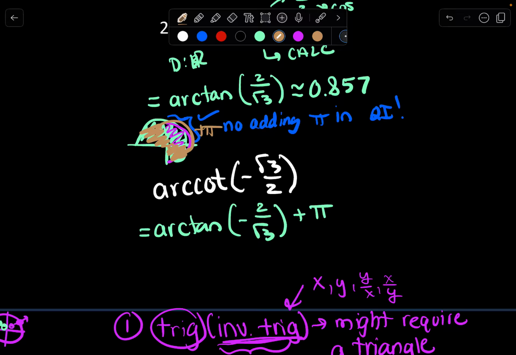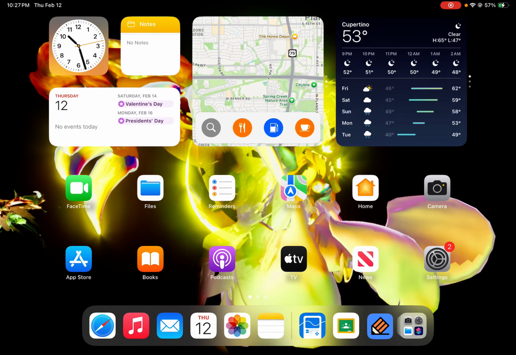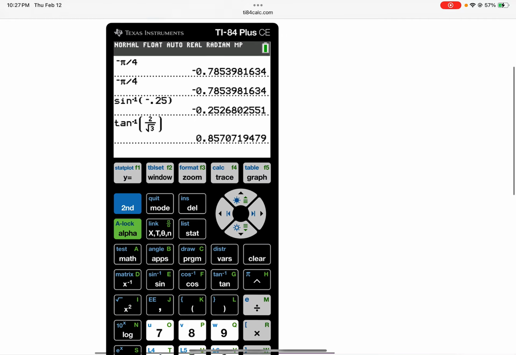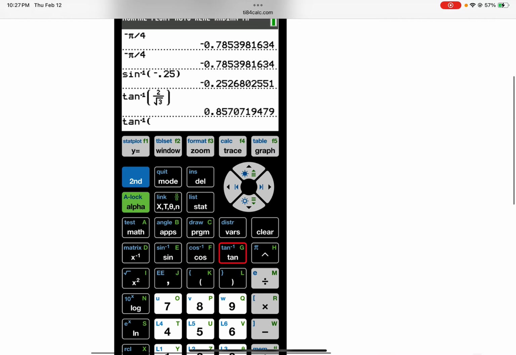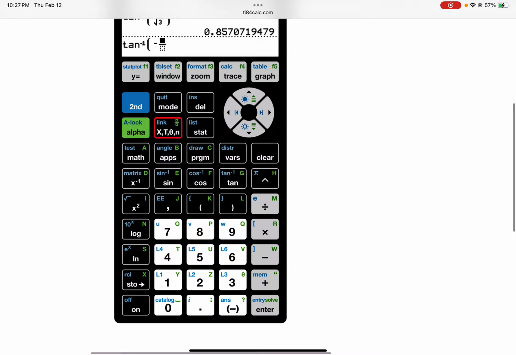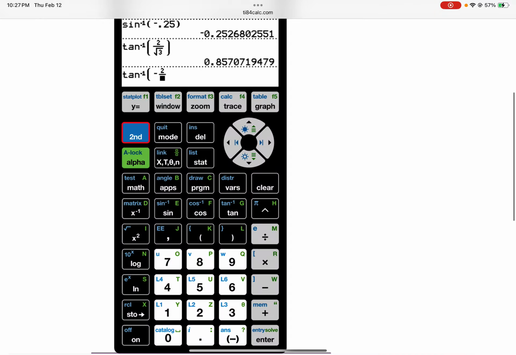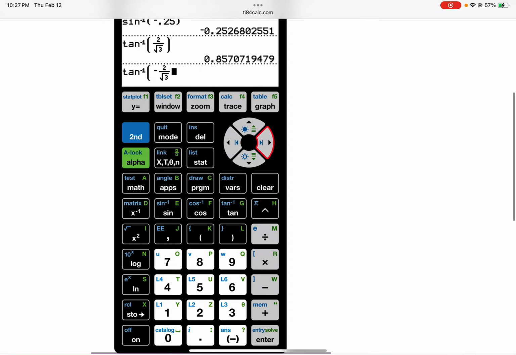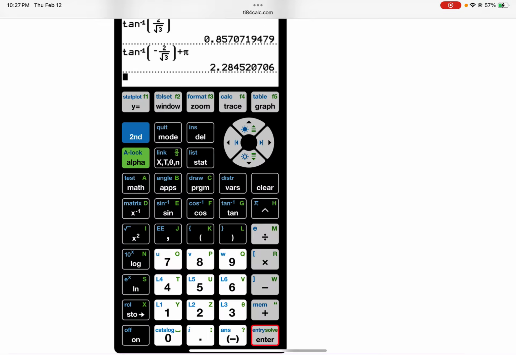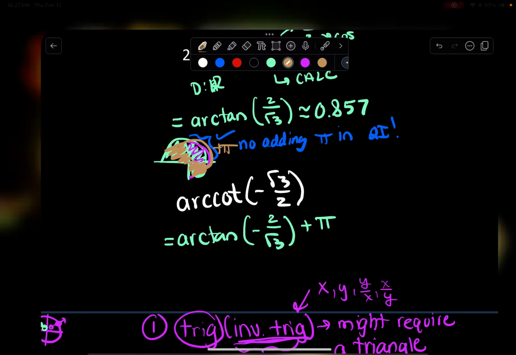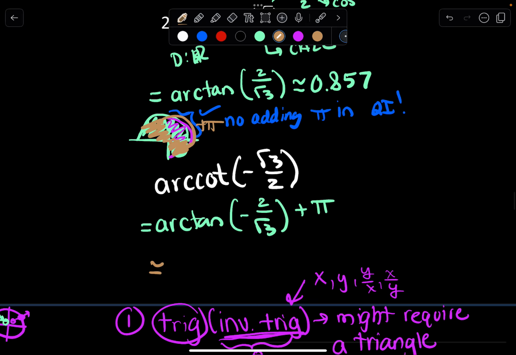So if we go to the calculator, there we go. All right, so we're going to have inverse tangent of negative 2/√3. And the add pi should go on the outside, not on the inside, because then you're changing your input, which we should not be doing. And we get 2.284. So this one would be 2.284 for arc cotangent.